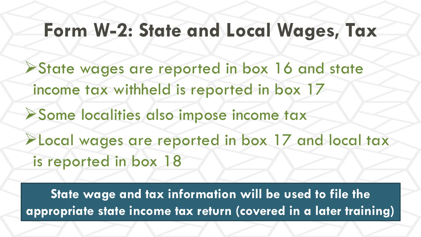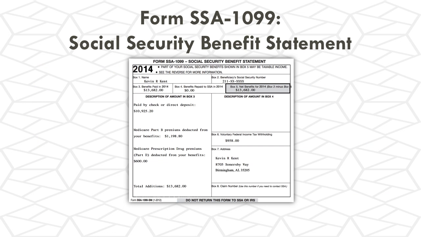State wage and tax information is going to be used to file the appropriate state income tax return, which will be covered in a later training for those that it applies to. And that concludes our discussion of the Form W-2. Now let's move on to our second form of income, which is Social Security benefits.